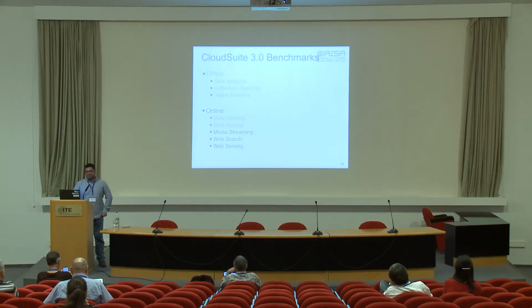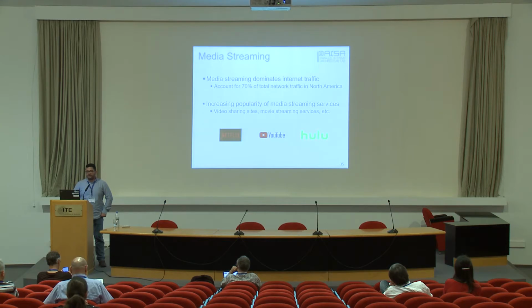Moving to media streaming, which is one of the very popular applications these days. People use Netflix and YouTube on a daily basis. As you can see, they account for 70% of total network traffic. So if you can improve a bit there, it's going to go a long way.